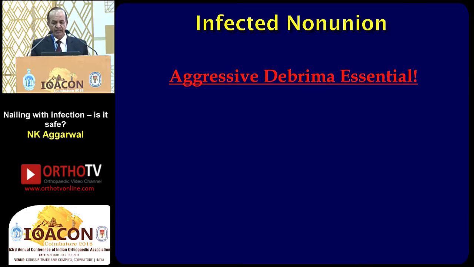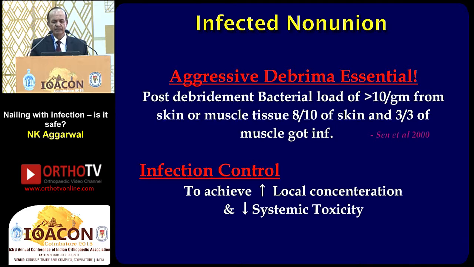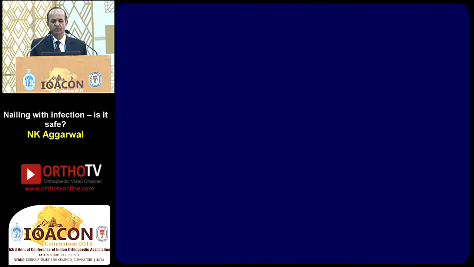As far as infection is concerned, aggressive debridement is the mainstay, and there are ways to assess whether the debridement is adequate or not. Then we control the infection, and for that we have to achieve increased local concentration of antibiotics to decrease the systemic toxicity, and for this we need a local antibiotic delivery system. And these delivery agents of antibiotic at the local site of infection have changed over the years.